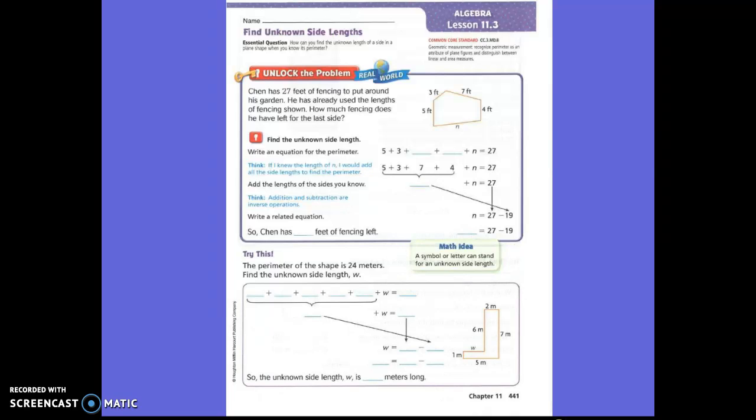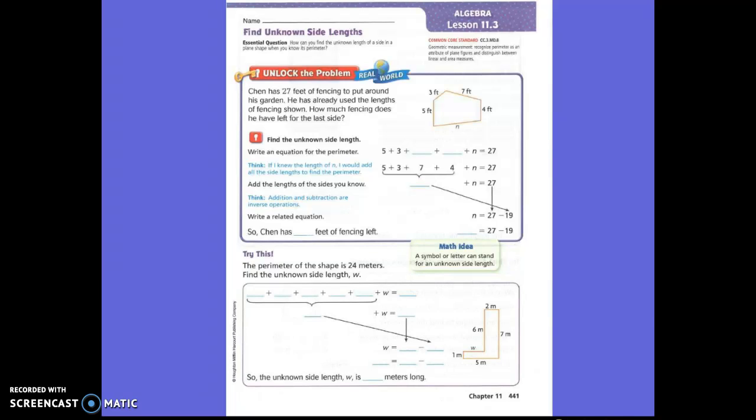Chen has 27 feet of fencing to put around his garden. He has already used the length of fencing shown. How much fencing does he have left for the last side? Okay, so let's unlock this problem and work it out.